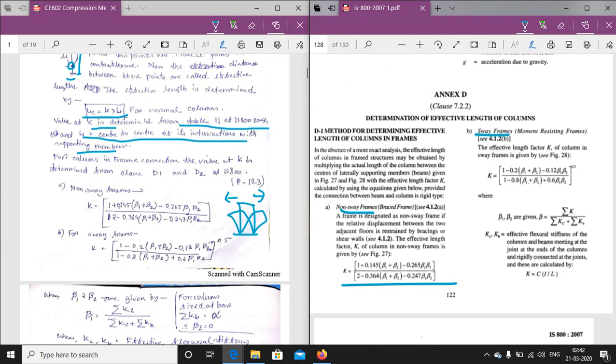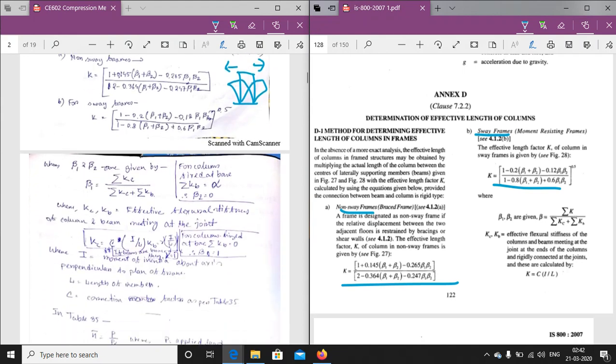This is the formula. What are beta 1 and beta 2? Beta 1 and beta 2 are given by this formula: summation of Kc by summation of Kb. Now, what is Kc and what is Kb? They are the effective flexural stiffness of the column and the beam meeting at the joint. Consider this is one column.